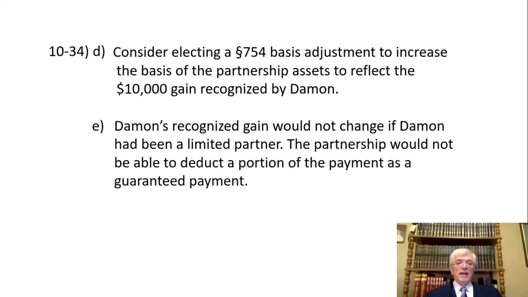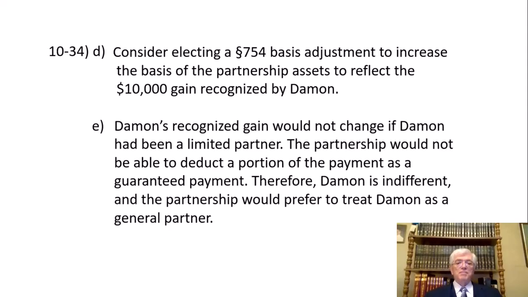The partnership would not be able to deduct any portion of the payment as a guaranteed payment, however, if Damon was a limited partner. Therefore, Damon is indifferent. It's $20,000 ordinary income and a $10,000 capital gain either way. Partnership prefers to treat Damon as a general partner so they can get the $20,000 deduction. By the partnership, we mean the other remaining partners, who are the ones who are going to benefit from that deduction.